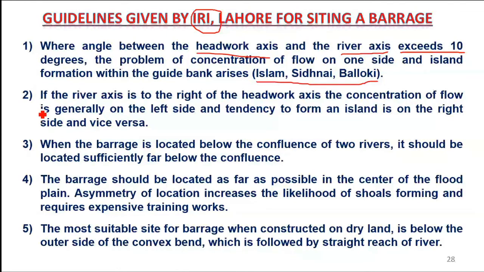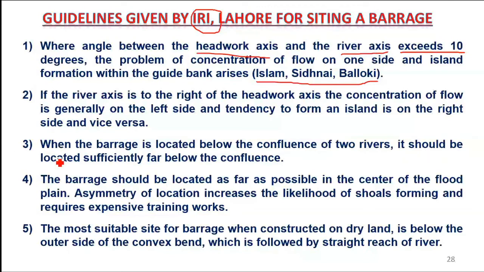Now, what is the second finding? They say that if the river axis is to the right of the headwork axis, the concentration of flow is generally on the left side. So it depends. If the river axis is on the right side, concentration of flow would be on the left side, and vice versa. And the tendency to form islands is on the right side. On whichever side the river axis is, the islands will form on that side.